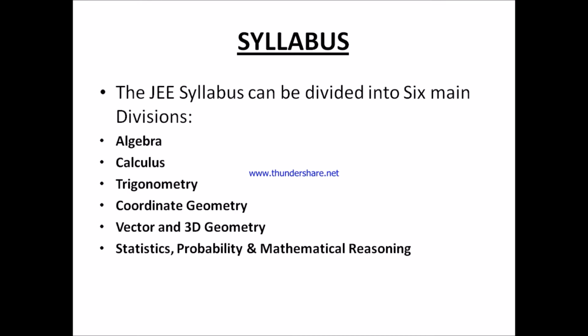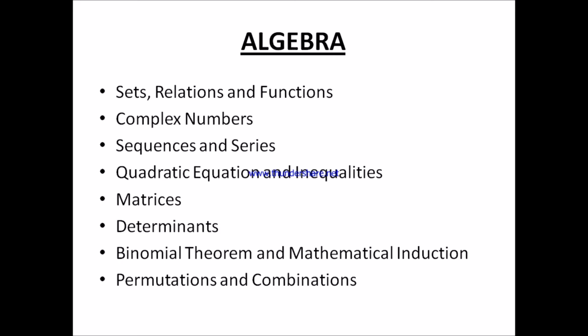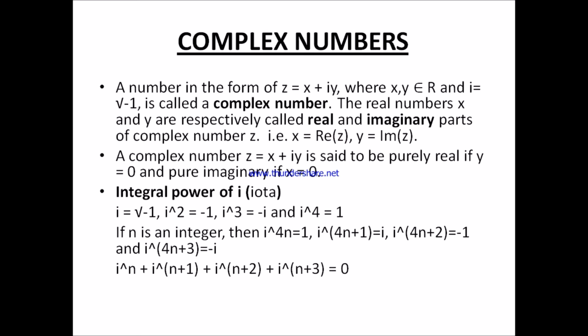So, as we discussed in our previous videos, the JEE syllabus has 6 main divisions, namely algebra, calculus, trigonometry, coordinate geometry, vector and 3D geometry, statistics, probability, and mathematical reasoning. So, we are going to do algebra at first. And as I had mentioned earlier in my previous videos, algebra has 8 main chapters, and we did sets, relations, and functions. And today we are going to do complex numbers. So let's proceed. So what is a complex number?